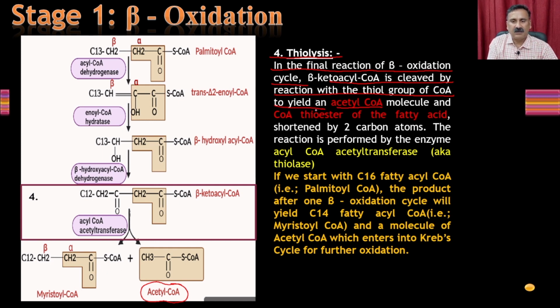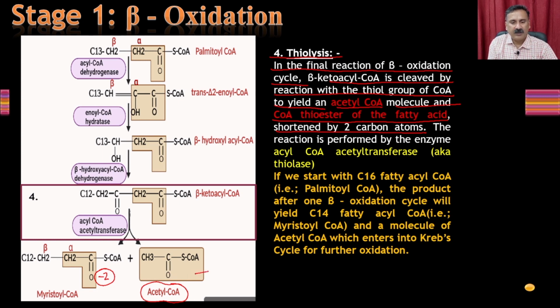So this reaction is going to be catalyzed by the enzyme called acyl CoA acyltransferase, and it is going to give you an acetyl CoA molecule and the CoA thioester of the fatty acid, which is shortened by 2 carbon units. So this is actually going to be shortened by 2 carbons, right? Whereas these 2 carbons are now going to be present along with the coenzyme A. So that's how it is going to form the acetyl CoA.